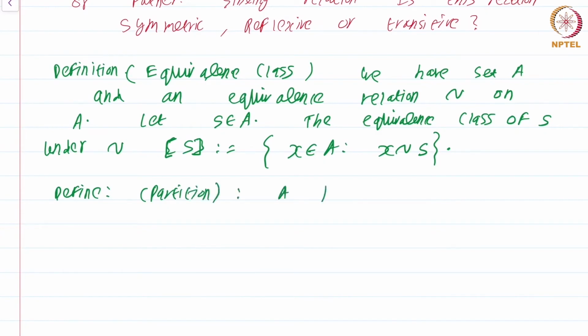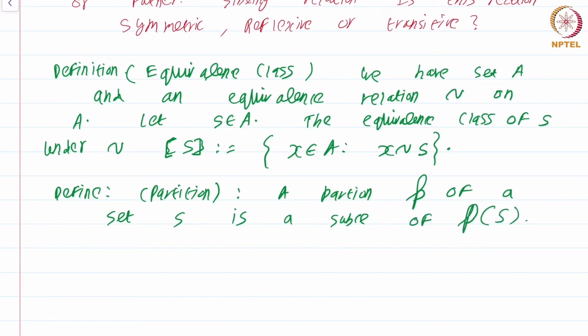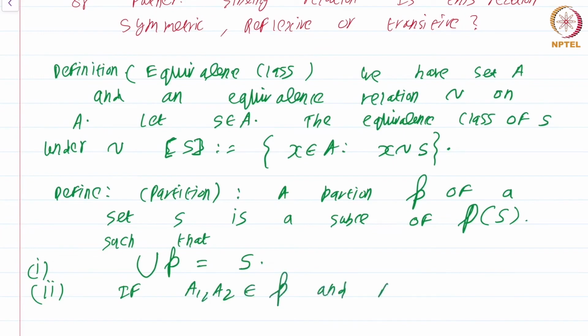A partition P of a set S is a subset of the power set of S. Recall the power set of S is the collection of all subsets of S such that, first point, the union of all the elements of P, remembering that each element of P is itself a subset of the original set S, so it makes sense to take the union of this collection, is going to be the whole of S. Second, if A1, A2 are from P and A1 intersect A2 is non-empty, then A1 is equal to A2.